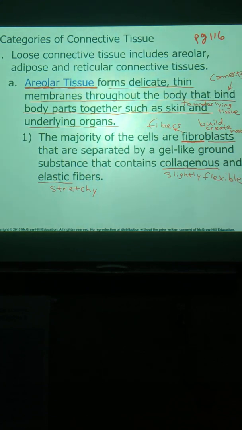The majority of the cells are fibroblasts. Remember, fibro means fibers, blast means to build, create, or make. So these fibroblasts are making the fibrous tissue. That is then separated by a gel-like ground substance that contains collagenous and elastic fibers. The reason being is the characteristics of that tissue then will be slightly flexible and a little stretchy.